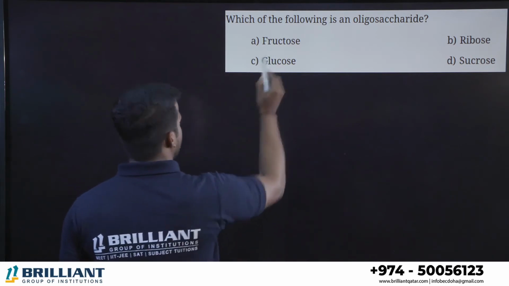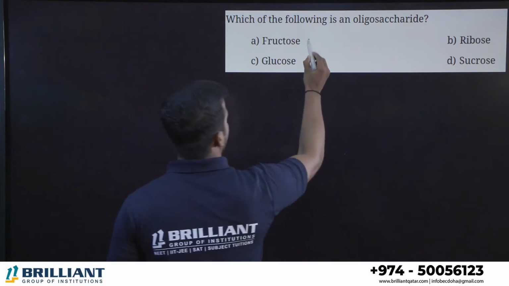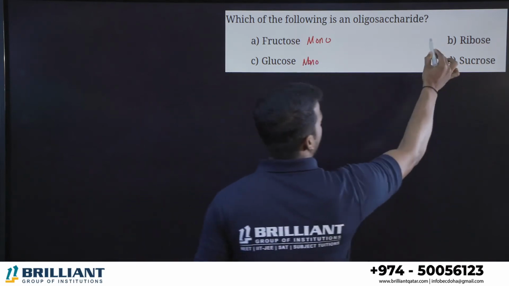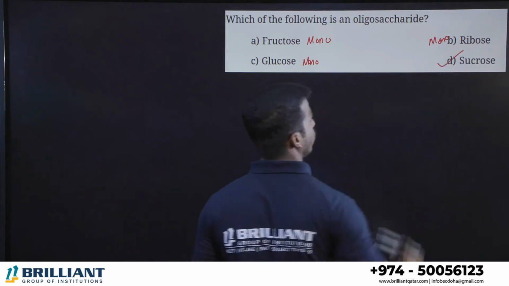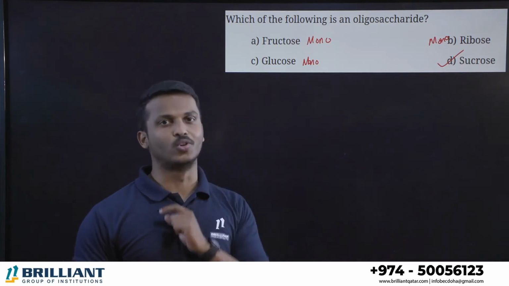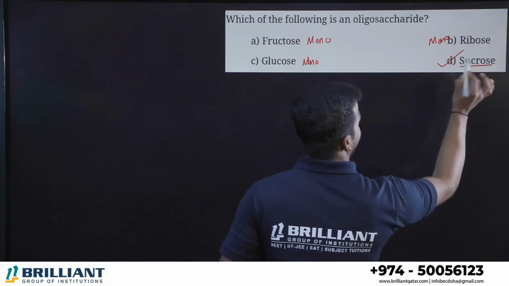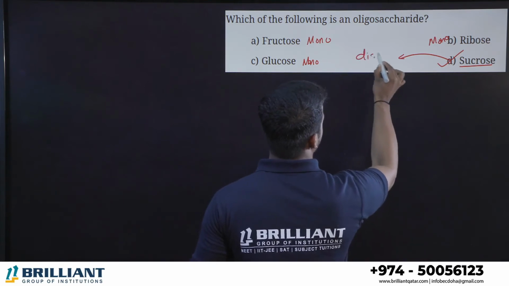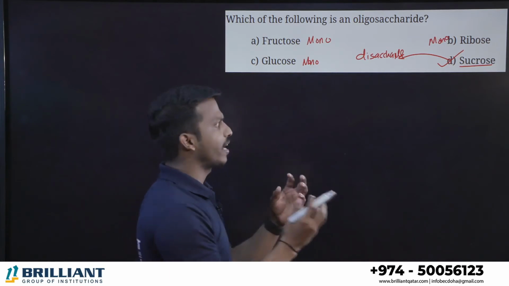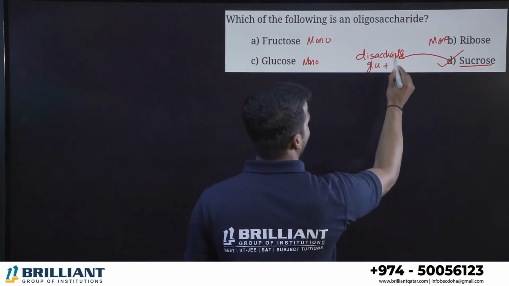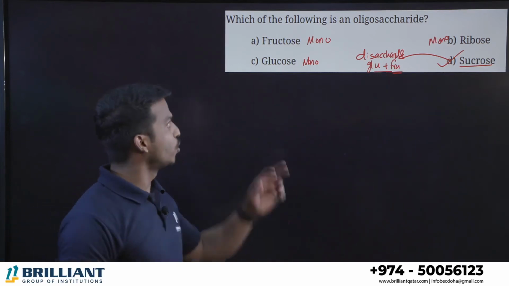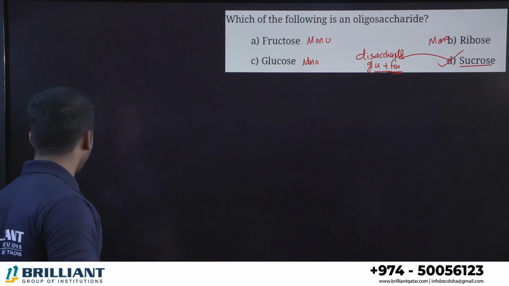You know, fructose we studied under the category, it is a monosaccharide. Glucose is a monosaccharide. Ribose is a monosaccharide. Only the sucrose is a disaccharide. Sucrose, maltose and lactose we studied under which one? Disaccharide. Sucrose is a disaccharide. What are the 2 monosaccharides in sucrose? One glucose and one fructose. Correct. It belongs to an oligosaccharide. So option D is the correct answer for oligosaccharide.